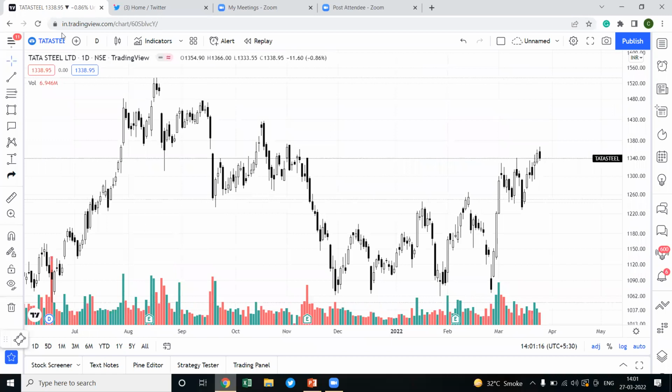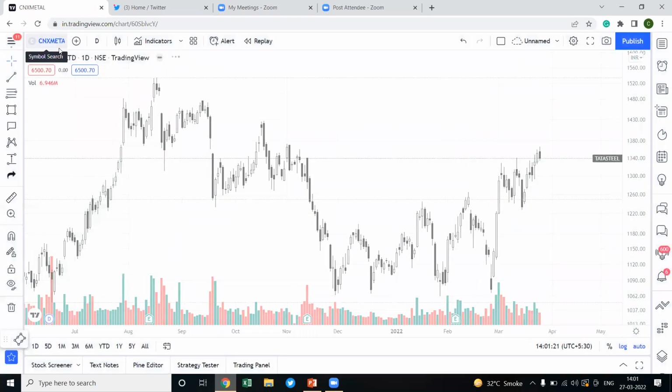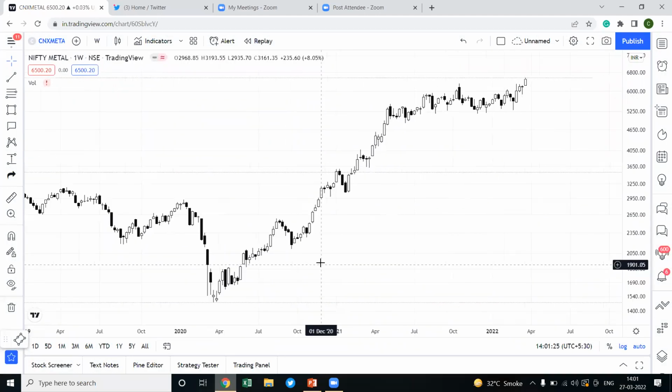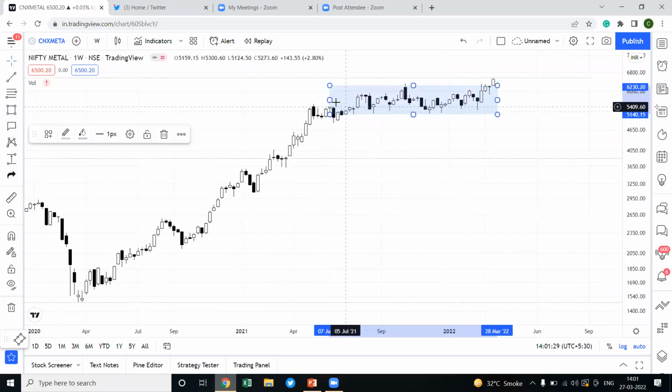So overall, the metal index has also broken out. If you look at the CNX Metal index on the weekly chart, we can see that it has broken out from a long consolidation zone. This gives us a quick overview that the metal stocks would be in focus. The index is breaking out from a long consolidation zone, so we have identified that the sector is going well.